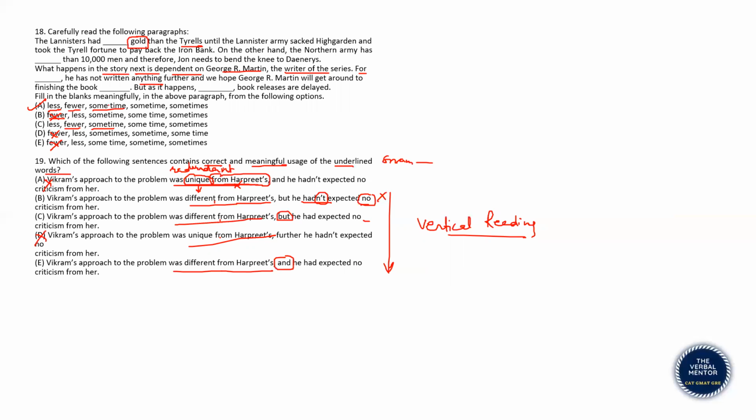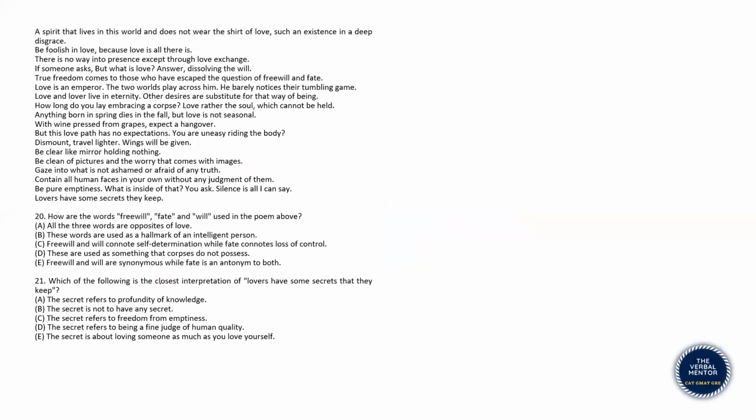Because his approach was different, the next idea is a contrast. The author tries to draw contrast. Therefore, "but" is correct. Though his approach was different, he did not expect any criticism. His approach was different, but he did not expect any criticism, rather than "and". Okay, so conjunctions at play.